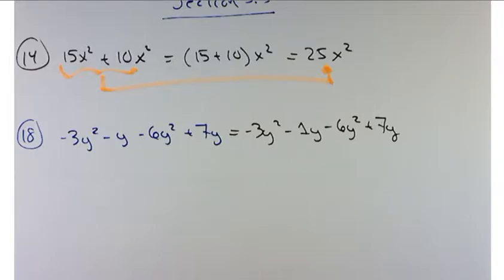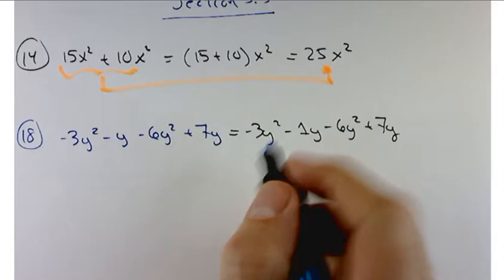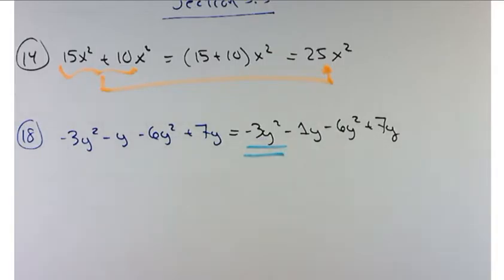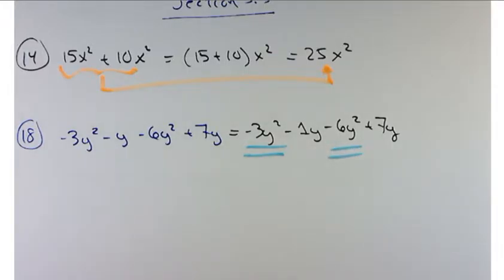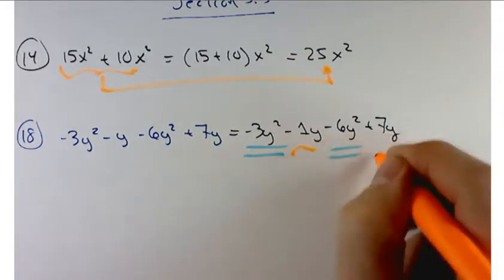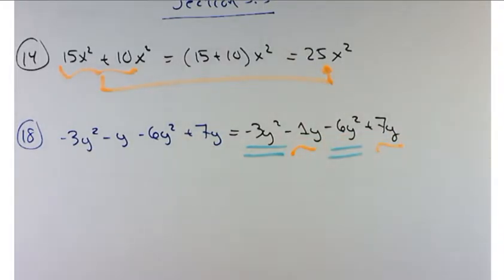Now what I suggest to you, and what I sometimes do for myself, is this. I underline the like terms. So what's the like term with the minus 3y squared? The minus 6y squared. And then these terms are also like terms. So let's combine these and see what we get.